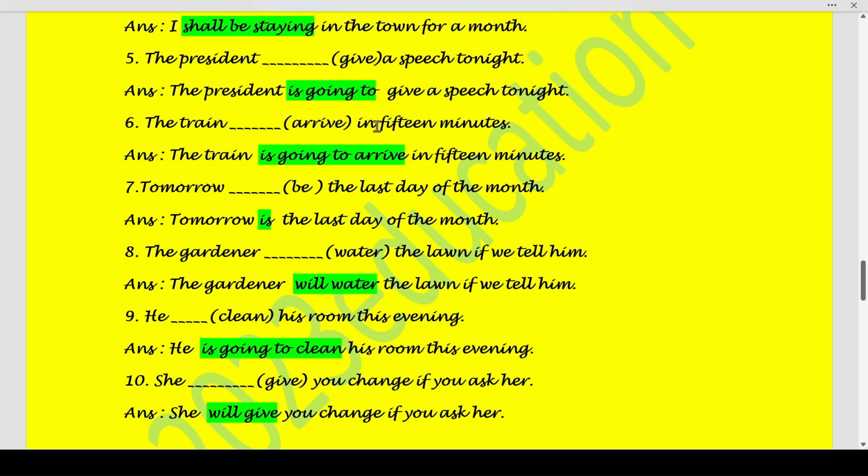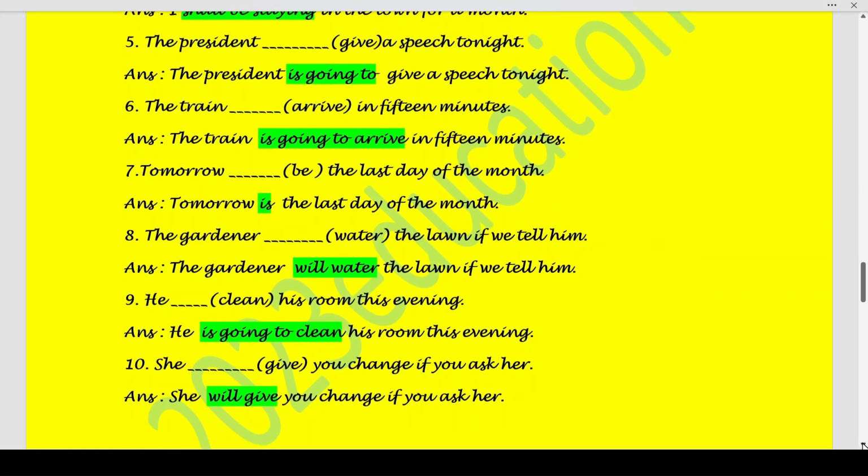The train arrive in 15 minutes. The train, singular subject, is going to arrive. Base form of the verb is same. Train is going to arrive in 15 minutes. Tomorrow is the last day of the month. The gardener will water the lawn if we tell him. Now, gardener is a third person which we use will for.